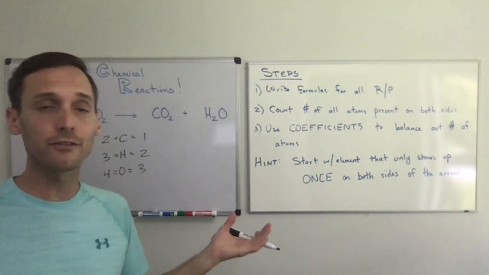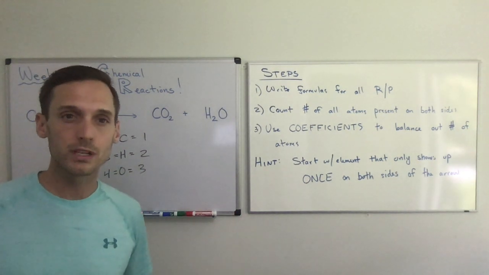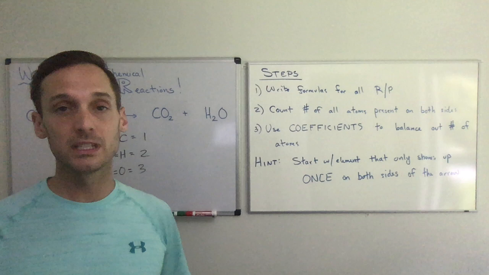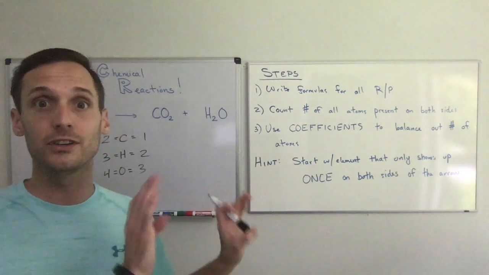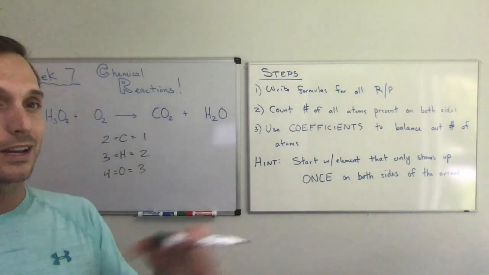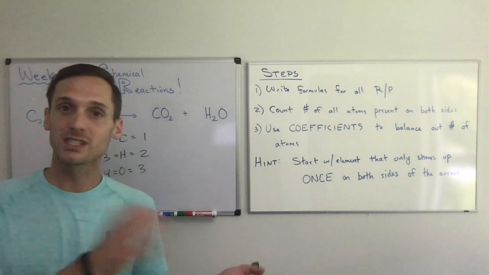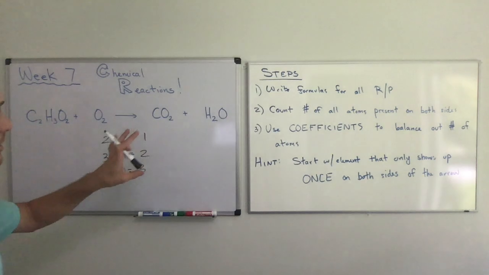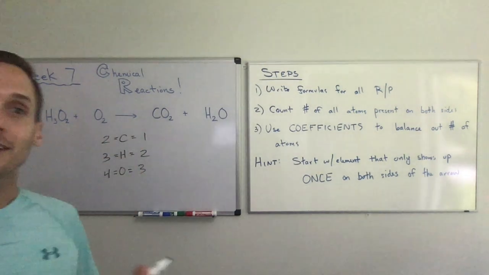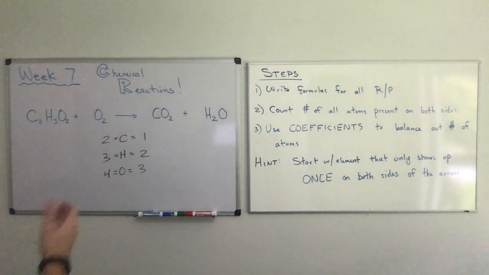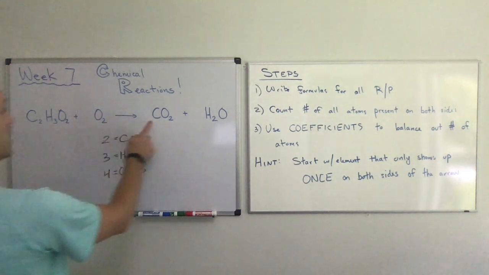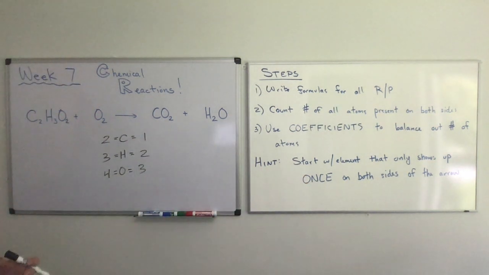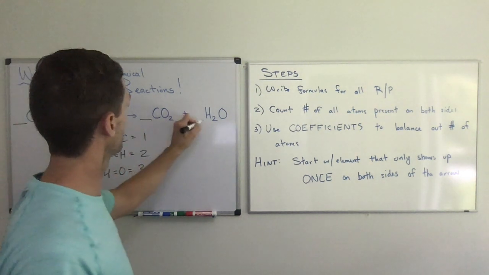Oxygen shows up everywhere. So oxygen is going to be the hardest element to balance, so we save it for last, okay? A lot of times it'll kind of just work itself out if you save that hard one for the last element. For this example, it's going to be a little trickier, so you'll see. But basically, we can start with carbon or hydrogen, again, because they only show up once on both sides. So let's go and start with our coefficients.